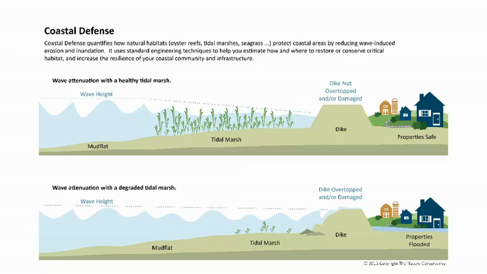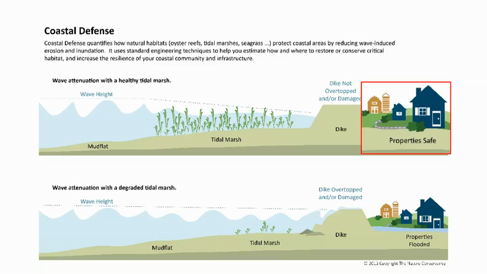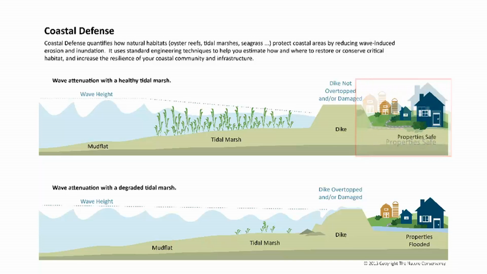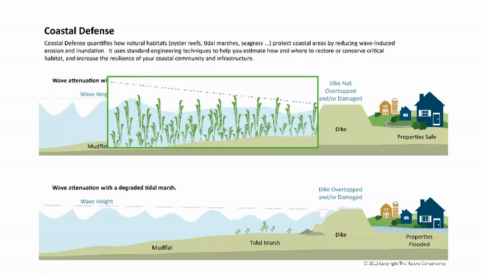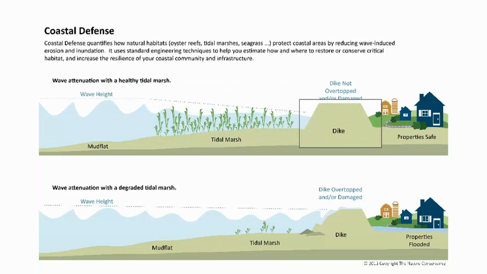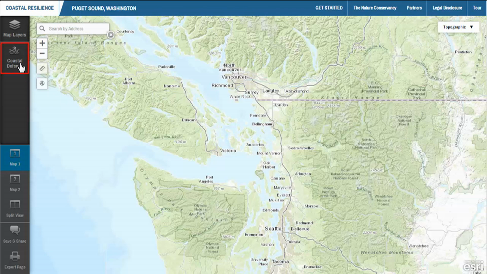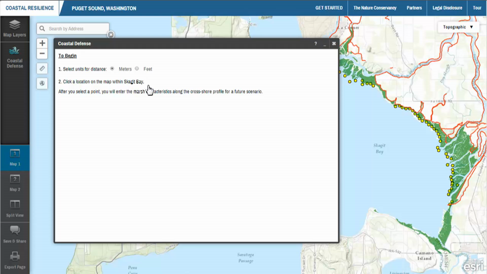In Puget Sound, Washington, the first version of this app was developed to address concerns of farmers in the diking district, who wanted to evaluate the role that existing marshes play in reducing risk to levee infrastructure. We can use the Coastal Defense app to explore this. Here we see Skagit Bay in Puget Sound. We can select which units we want outputs in.